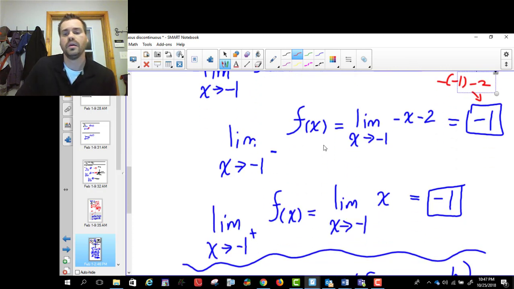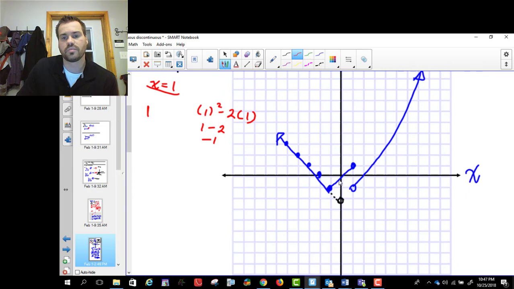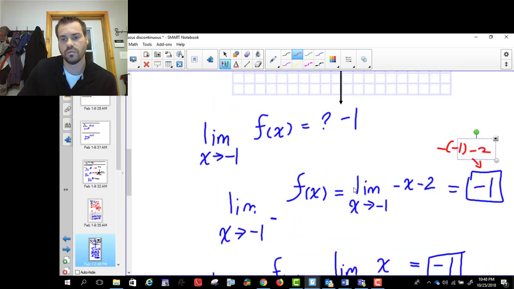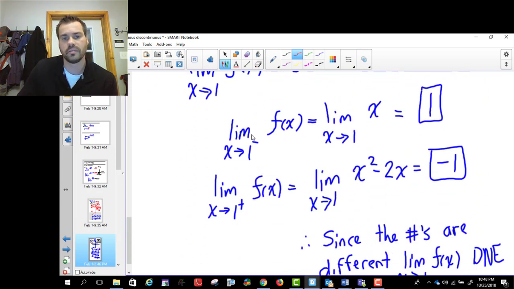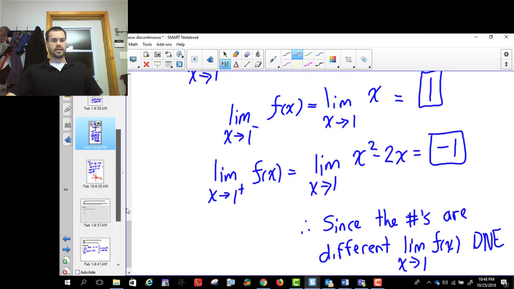Now, if we look at the limit as x approaches 1, we can see that it's going up to 1 if you have the left-hand limit, but it's going down to minus 1 if you have the right-hand limit. Left-hand, it's x, which is 1. Right-hand, it's that other function, which is minus 1. Since the numbers are different, the limit doesn't exist, and you can see it graphically. So that's the concept of left and right hand limits, important to understand as we get into continuity.